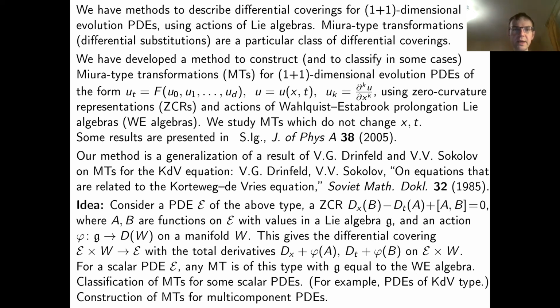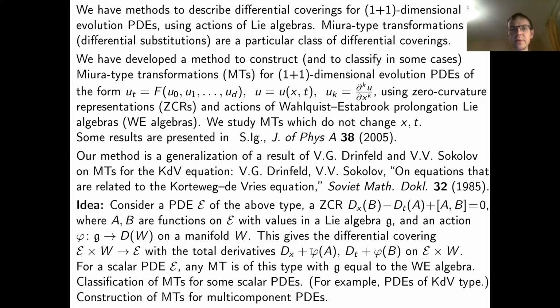So we start again. We start with the PDE E, a zero curvature presentation, a homomorphism phi. Then we get this differential covering. Here the base manifold is E, the covering manifold is E cross W. The total derivative operators on E cross W are given by these formulas.